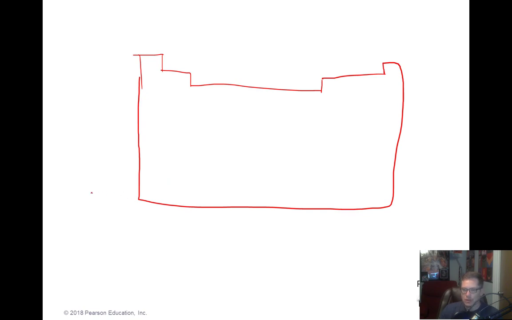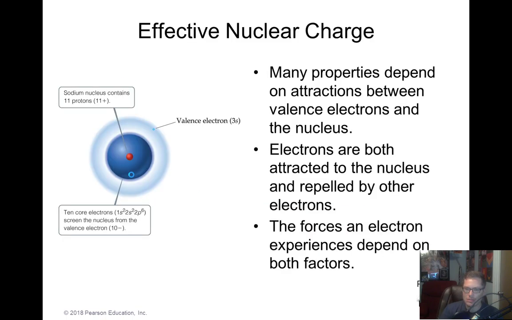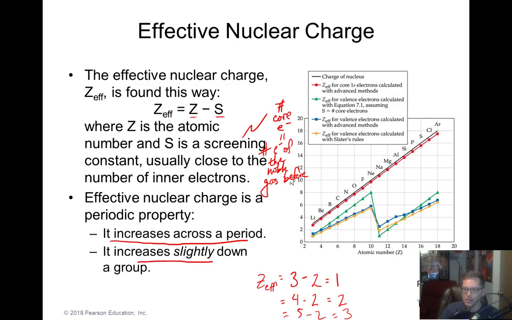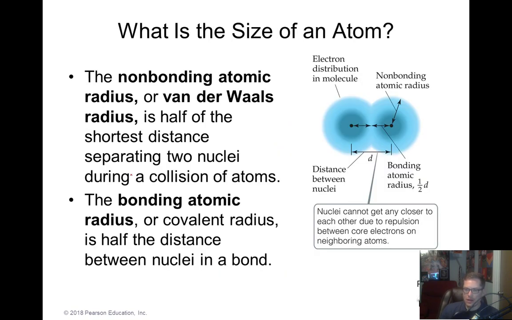So let's draw it out real quick. Z effective increases as we go across a period, and it also increases slightly as we go down a group. Oops, sorry, did I say a group? Across a period and down a group. So make note of those. All right, so that's effective nuclear charge.